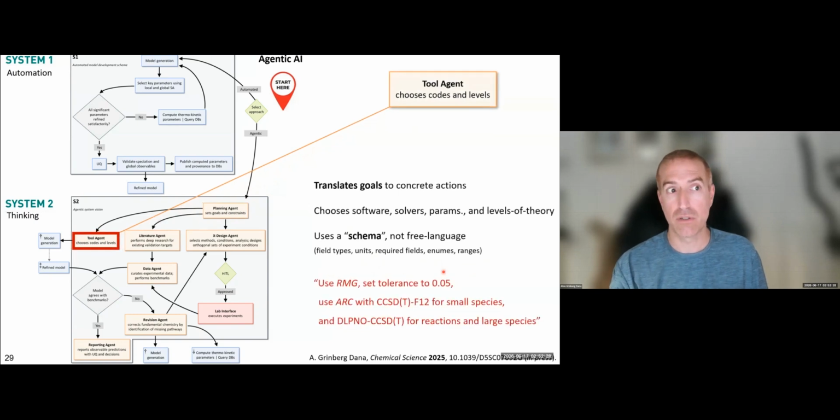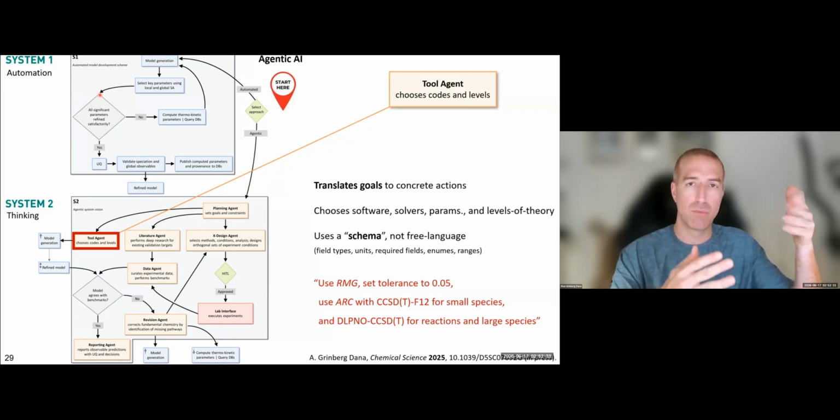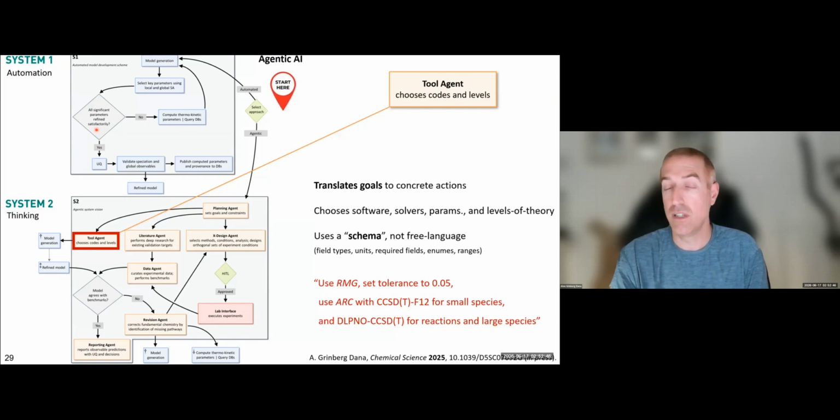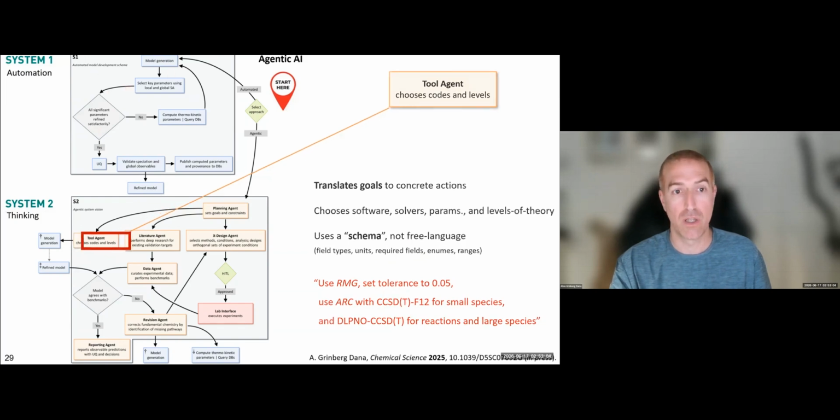Next, we have a tool agent. So that means go and generate a model. So what's the tolerance? I mentioned that briefly when we saw RMG. Which parameters to use? RMG needs a bunch of parameters and we need someone to decide about that. And when we run quantum mechanical calculations, like in ARC, what DFT level do we use, for example? So that tool agent makes these decisions exactly. And it's not free language, so it's less prone to make mistakes. It is typed and goes through a layer of verification before sending commands to the automation layer.